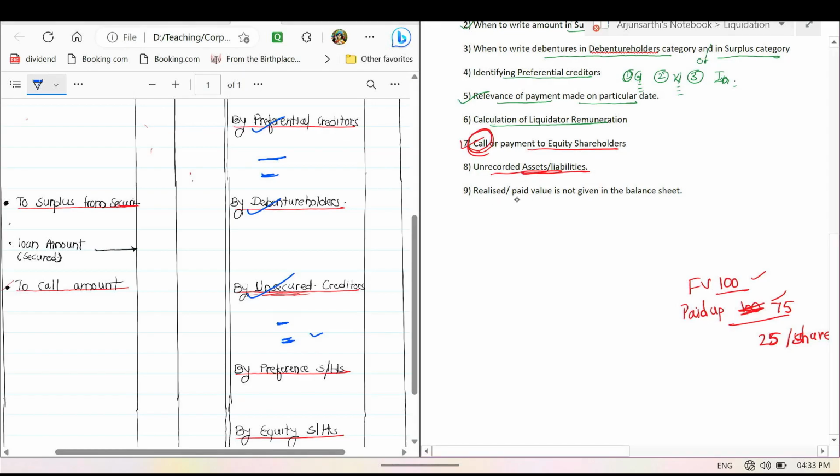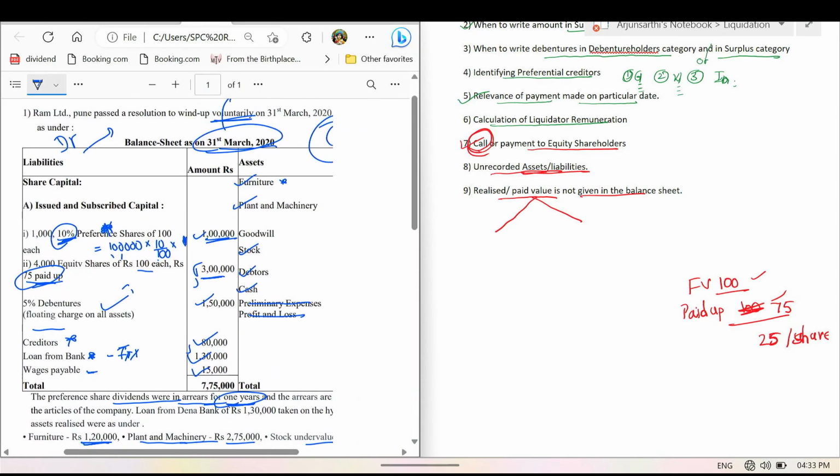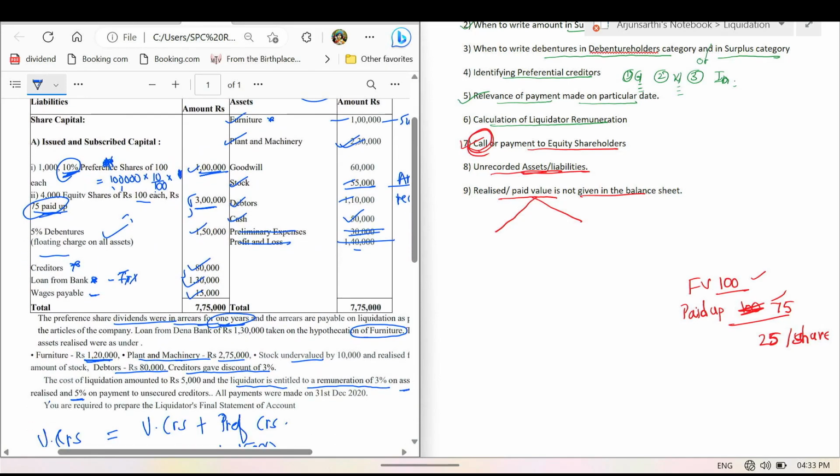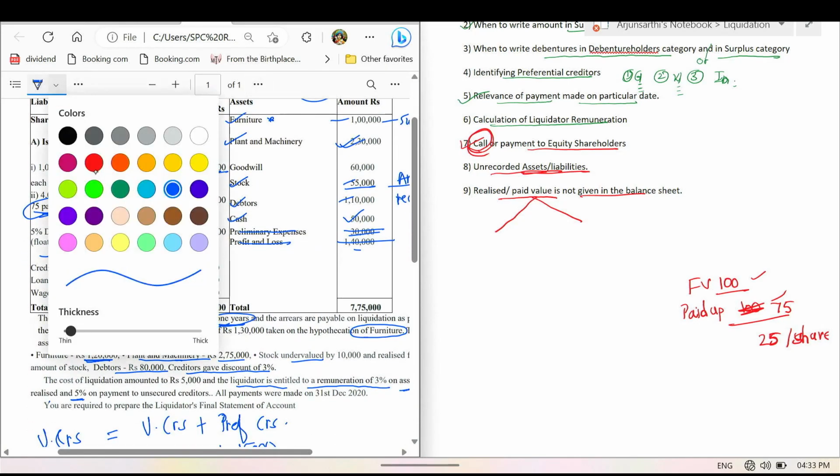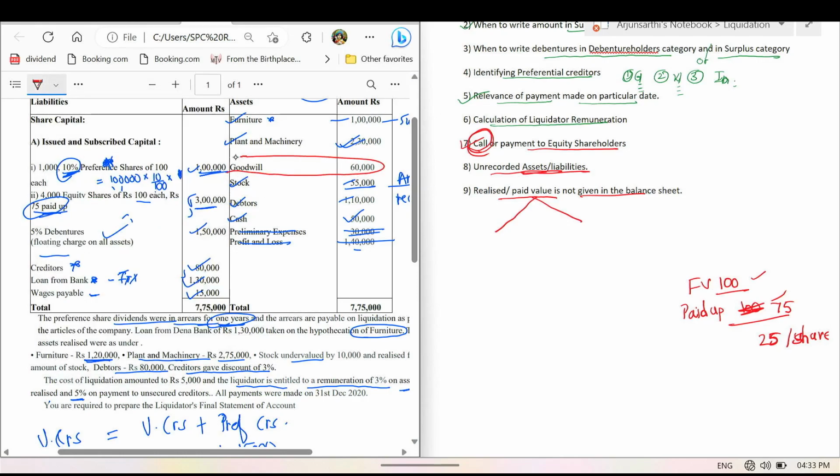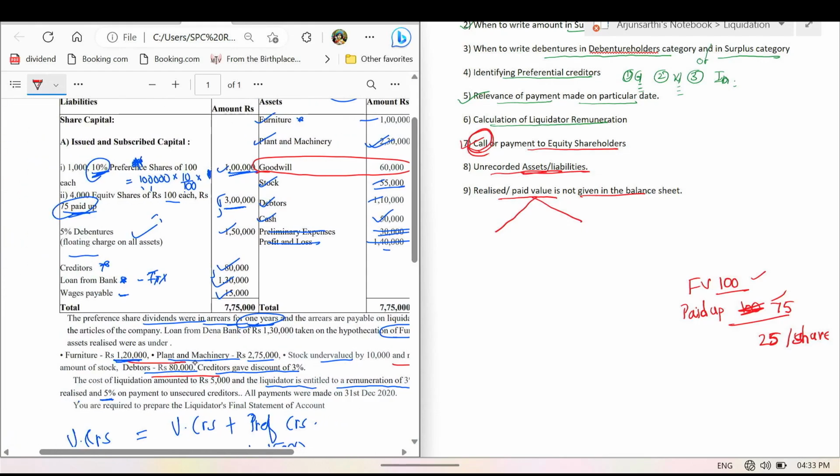Now, realized value or paid value is not given in the balance sheet. In that case you will bifurcate this into two parts. What is the meaning of this? Let me show you, then you will understand. What about goodwill? Let us say we have goodwill of rupees 60,000 in the balance sheet, and have they given any amount for goodwill? No, they have not given any realized value of goodwill. That means the realized value of the asset or paid value of the liability is not given.